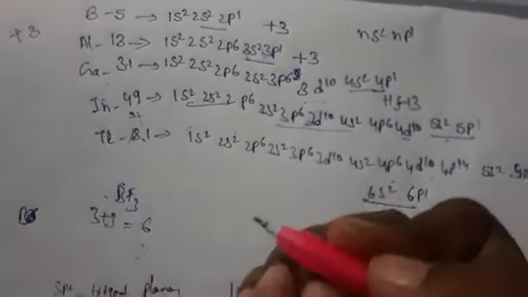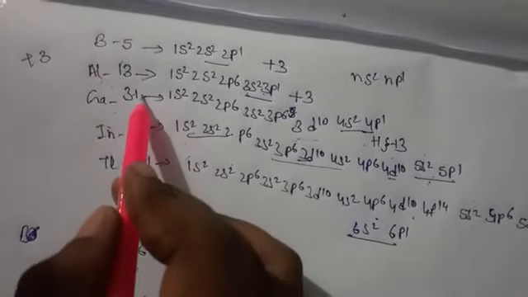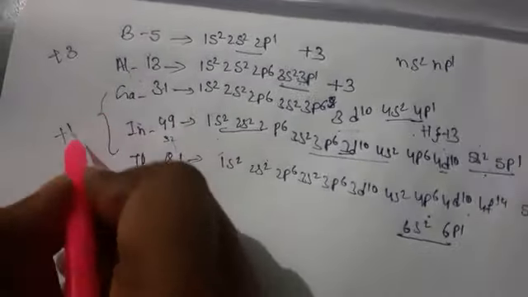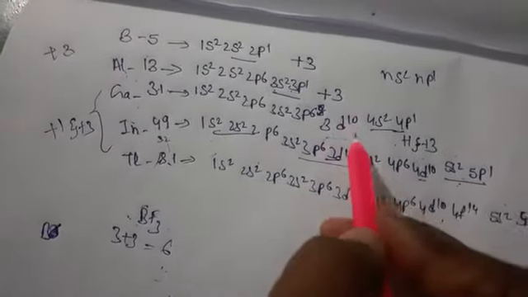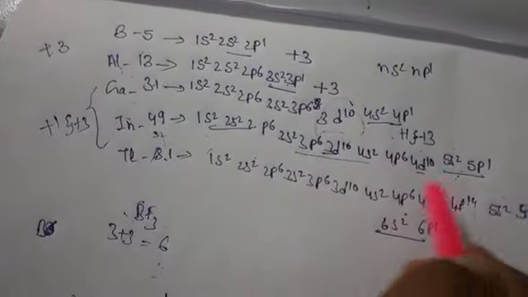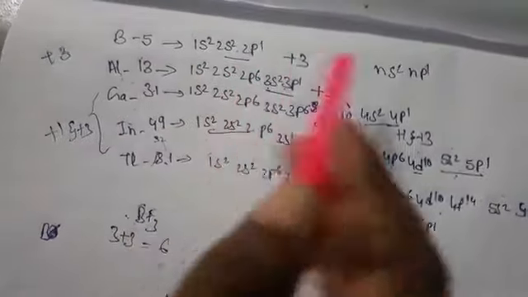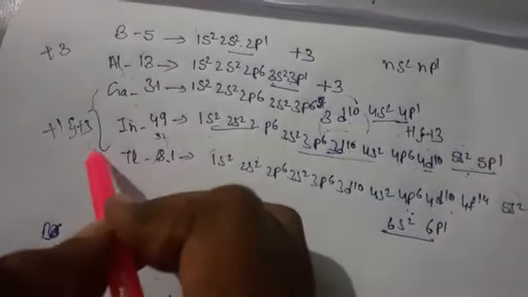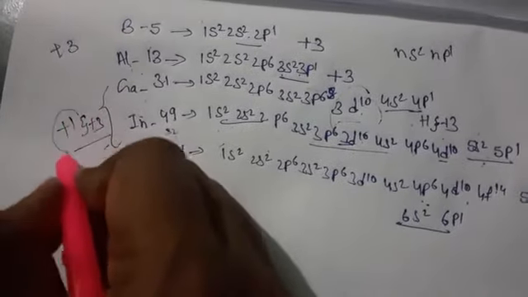Also, except boron and aluminum, the remaining 3 elements will exhibit the +1 oxidation state also. They exhibit +1 and also +3. Why? Because there is participation of d electrons in these 3 elements. Here there is no participation of d orbitals, and here there is participation of d orbitals. That's why they exhibit +1 and +3. Compared to these, which is the most stable? +1 is the most stable.